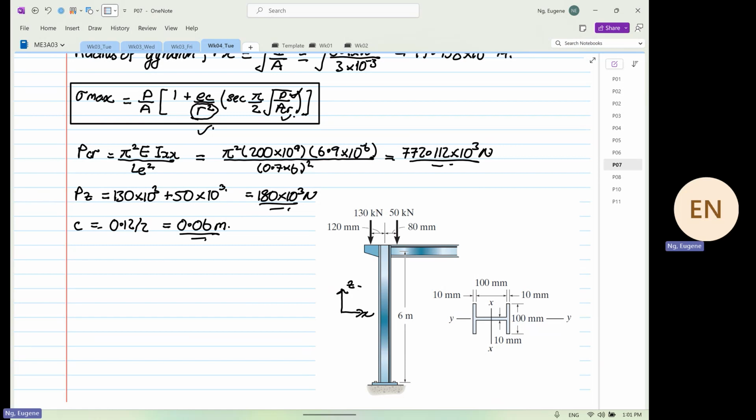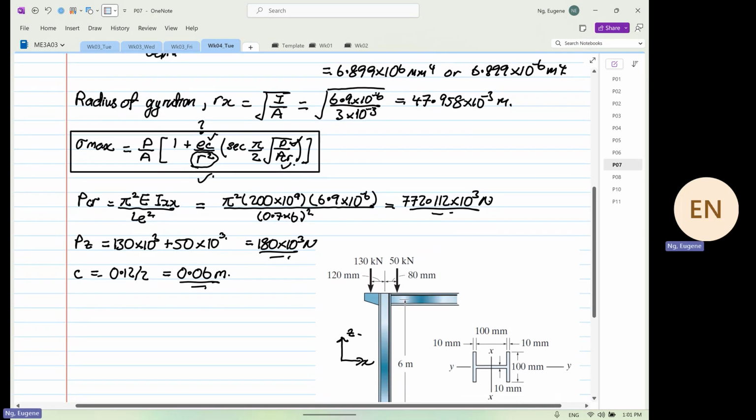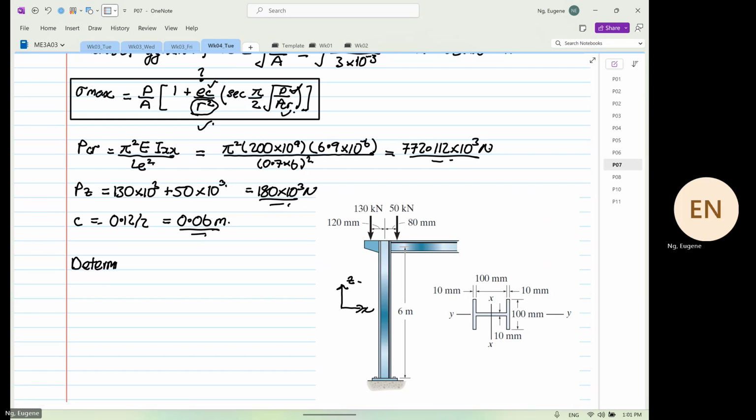So the last thing that we have to determine. What we don't know, C, we know. So we don't know what is our E? Okay, so the last thing that we're going to do is determine E. E is the eccentric distance. So for this case, we have two loads. I do apologize. This is our Y. This is our rotation about X.